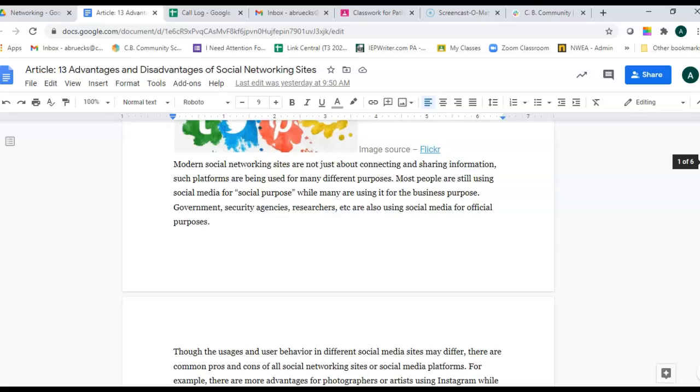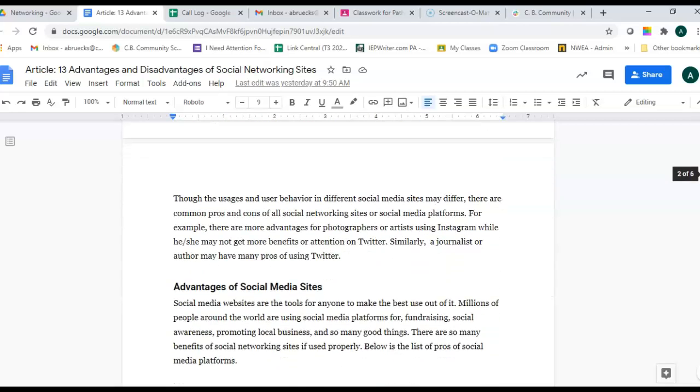Modern social networking sites are not just about connecting and sharing information. Such platforms are being used for many different purposes. Most people are still using social media for social purposes, while many are using it for the business purpose. Government, security agencies, researchers, etc. are all also using social media for official business or official purposes.